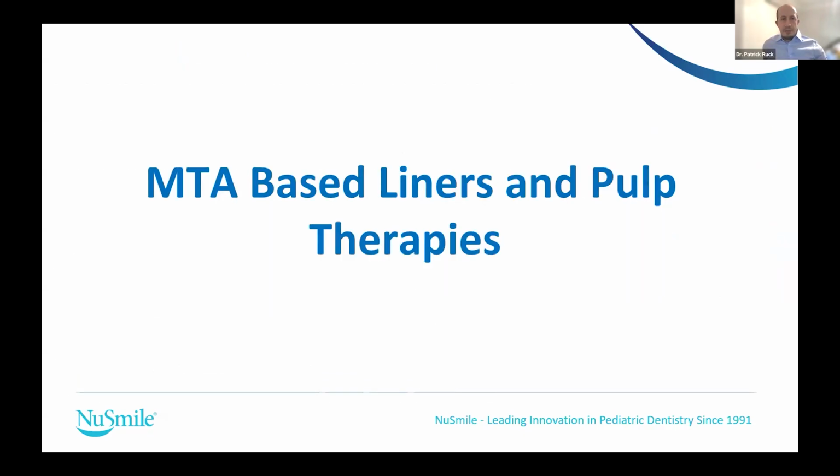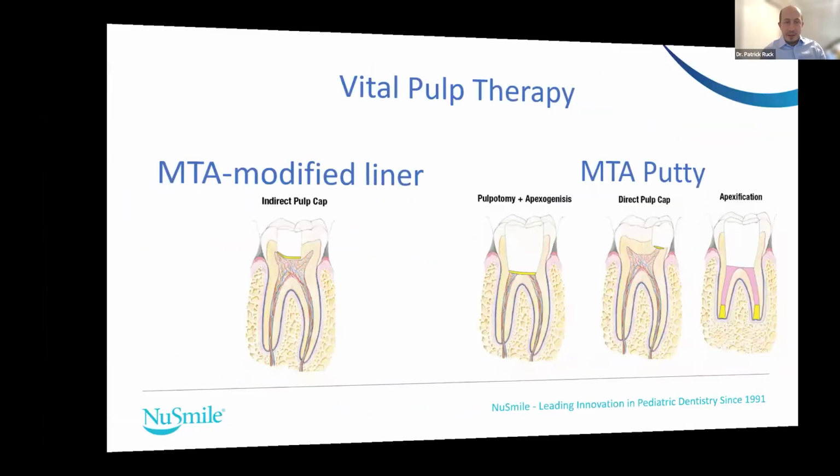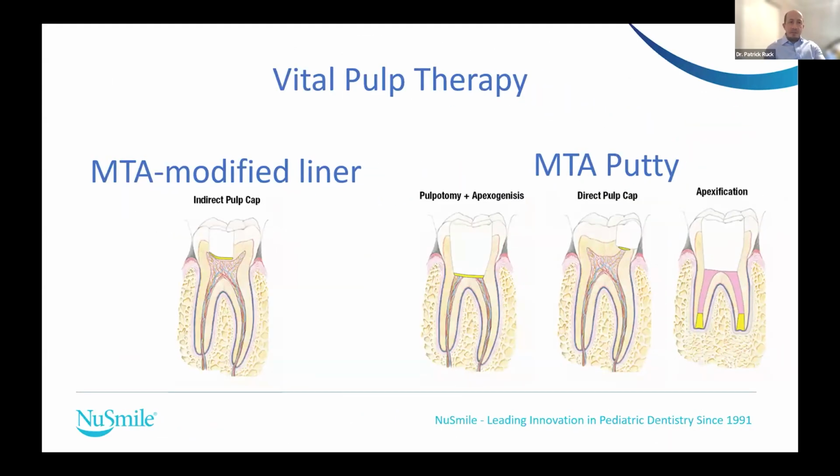All right, so we're going to get into MTA, or not MTA, dicalcium silicate base liners and pulp liners. I joke that MTA is now like the word Kleenex or like a pop. I'm the same way when I talk to our doctors. Dicalcium silicates. So we're going to get into MTA or modified liners and then MTA putties.